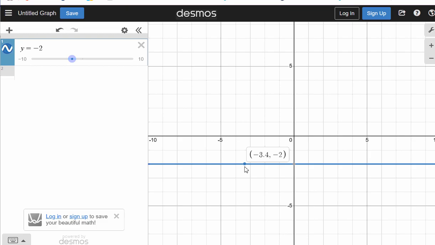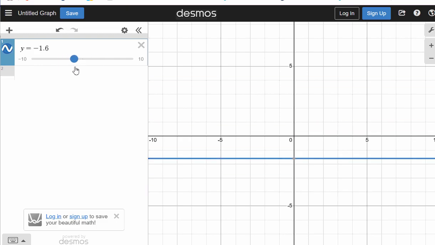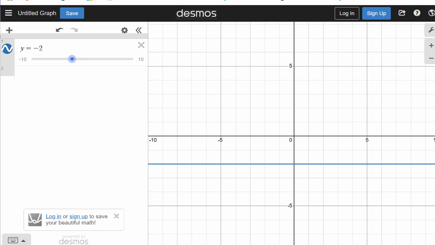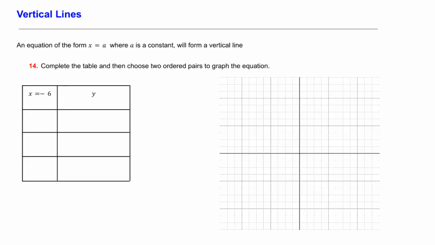I was just making up some numbers, right? But every single y value is -2 no matter what the x is. And you can see that Desmos actually allows you to play with some of these, and you can kind of mess around with it. It's a pretty neat, slick little program. All right, so that's a horizontal line. Of course, if we're going to do a horizontal line, we should also probably talk about a vertical line, right?